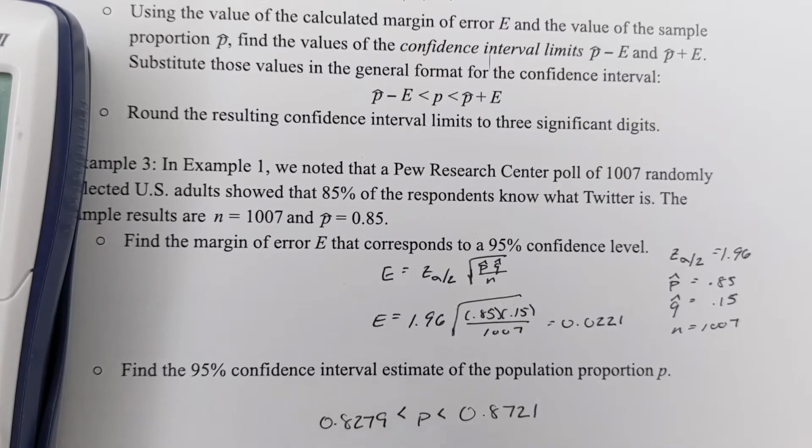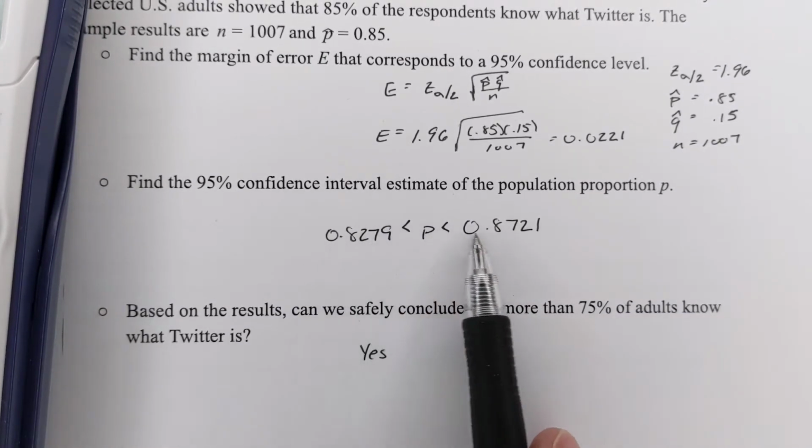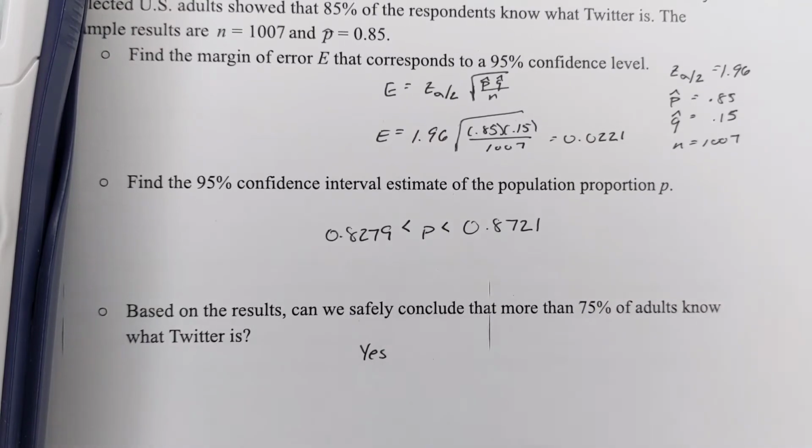So, yes. Because the values are likely to fall between this range, and this range is always more than 75%. So this describes results and all relevant information.